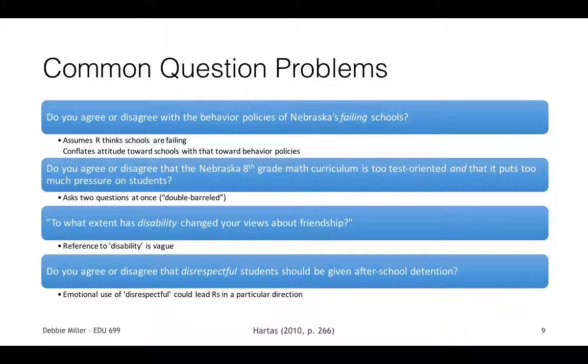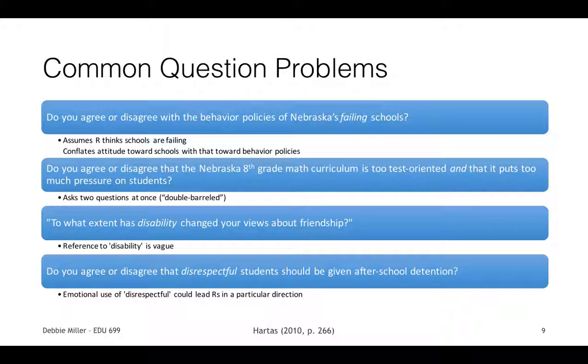On this page, I have italicized a particular word in each question that causes a problem for the question as a whole. Do you agree or disagree with the behavior policies of Nebraska's failing schools? Let's just omit the word failing and say, do you agree or disagree with the behavior policies of Nebraska schools? Because we don't want to give an opinion or a judgment to our participants.